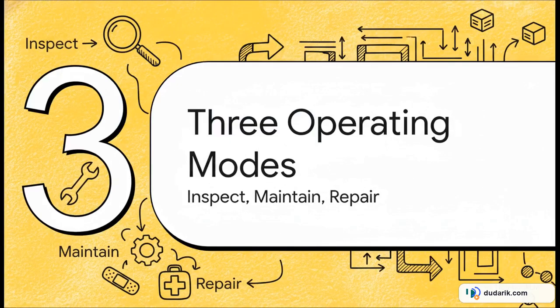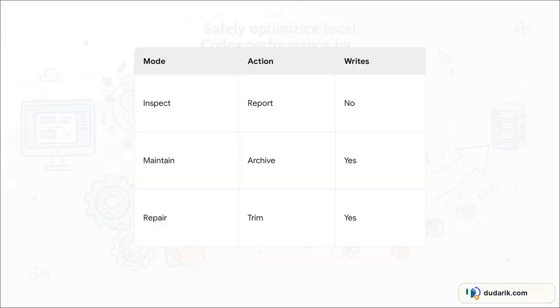Moving right along to Section 3, let's explore exactly how this tool executes that philosophy through its 3 operating modes. So the skill gives you total control through these 3 modes. By default, it always runs in inspect mode, which is purely a read-only report. Then, when you're actually ready, you can switch to maintain mode. This one actively backs up your config, archives old sessions and work trees, rotates those giant logs, and prunes out dead paths. And finally, there's an optional repair mode. This one is specifically designed to surgically trim down that bloated SQLite metadata we were just talking about.